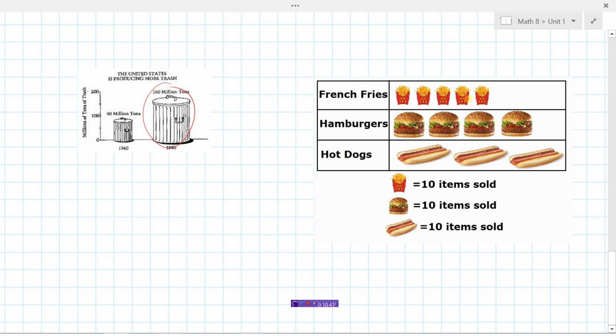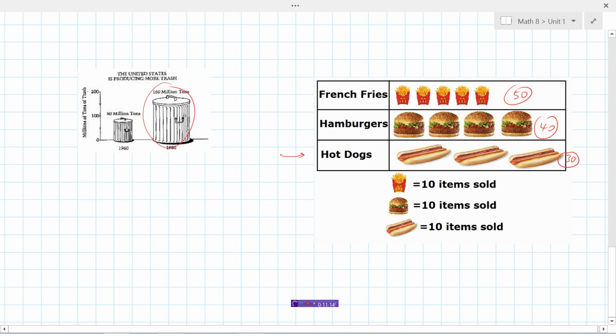Here's another pictograph that's misleading. If I quickly look at this, it looks like, wow, hot dogs are the biggest seller. Look at how long this string is here, whereas French fries is the least. But when you actually count these, each of these pictures represents 10 items. So this would be 10, 20, 30, 40. There's 50 fries sold, 40 hamburgers sold, and 30 hot dogs sold.